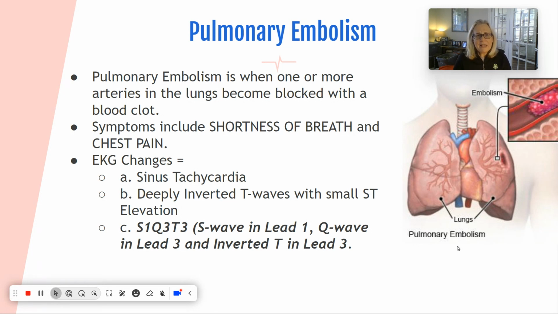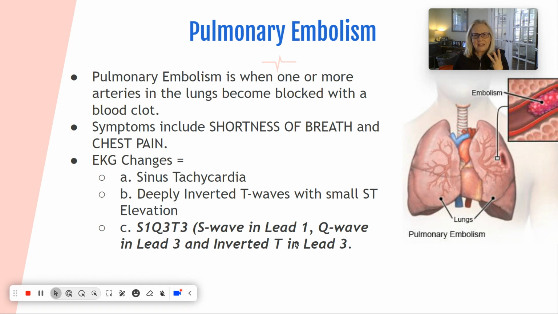You're going to see some very deeply inverted T waves, and there might be slight ST elevation. Sometimes it's there, sometimes it isn't, but you'll see some deeply inverted T waves. But this is the kicker right here: S1Q3T3. So what does that actually mean? S1 is the S wave in lead 1. There's a picture on here too. So the S wave in lead 1, the Q wave in lead 3, and the inverted T wave in lead 3.